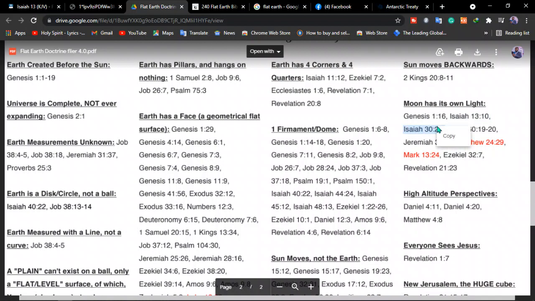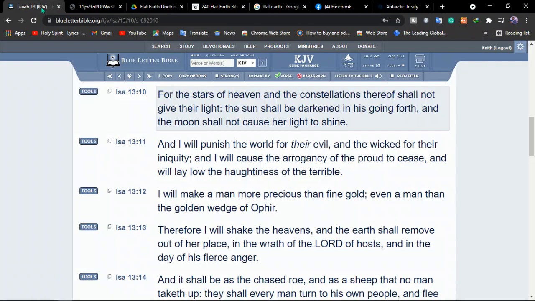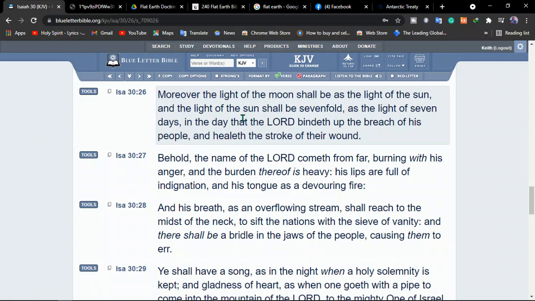Isaiah 30 verse 26. Isaiah 30:26. Okay, let's check. Moreover, the light of the moon shall be as the light of the sun. The light of the moon shall be as the light of the sun. And the light of the sun shall be sevenfold, as the light of seven days, in the day that the Lord bindeth up the breach of his people and healeth the stroke of their wound. Making some sense?